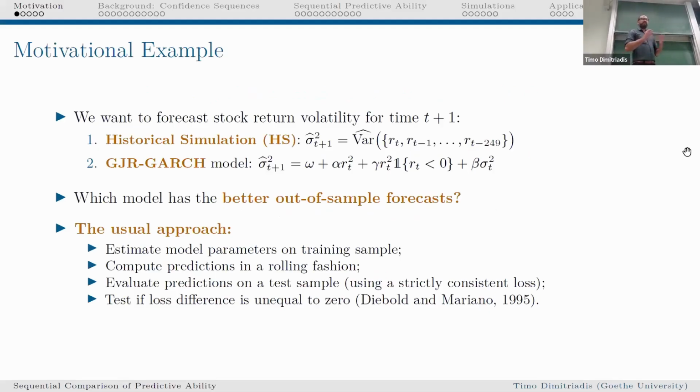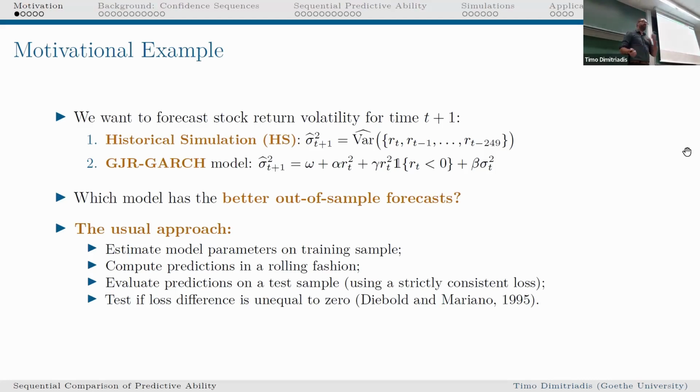So let's jump in with a very easy motivating example. We want to compare two forecasting models, and I chose two standard models for volatility forecasting. Historical simulation: you simply take the empirical variance of the past 250 trading days, not that good a forecasting model. And a GARCH model, or TARCH-GARCH model here, that's a bit more sophisticated.